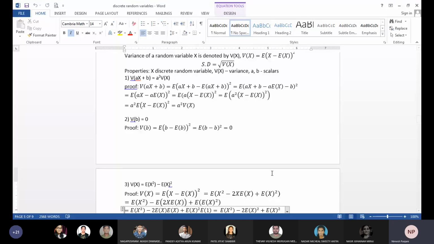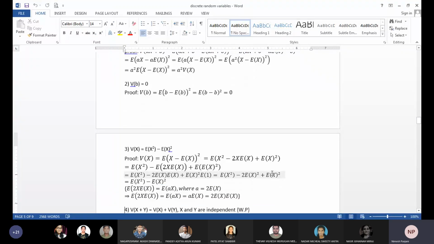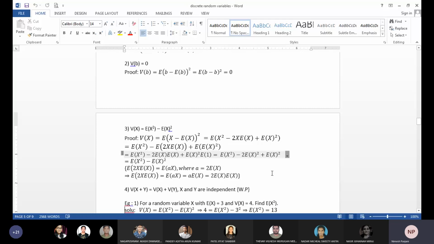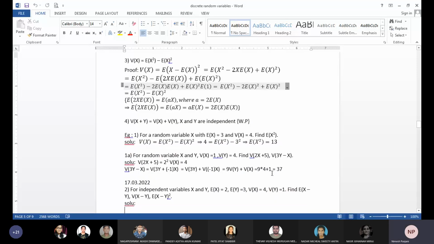We have discussed the proof. This third property can also be treated as a formula for your variance. Fourth property is for variance of x plus y, which is the same as variance of x plus variance of y, provided x and y are independent. So these were the 4 properties related to the variance which we had discussed. Then we had discussed 2 examples related to the expected value and the variance.